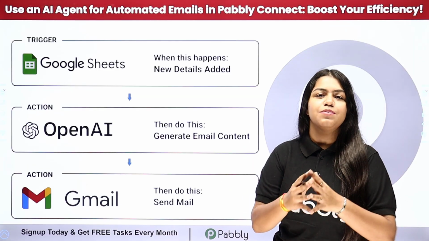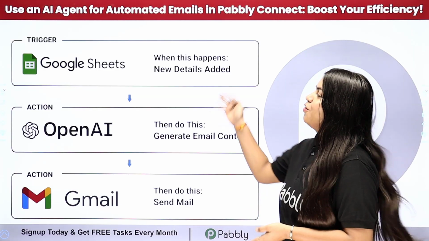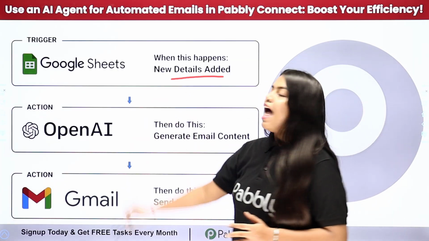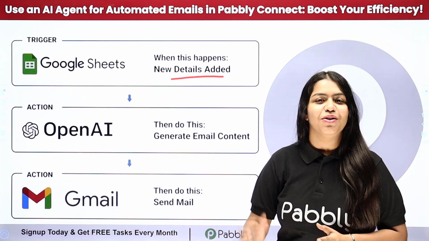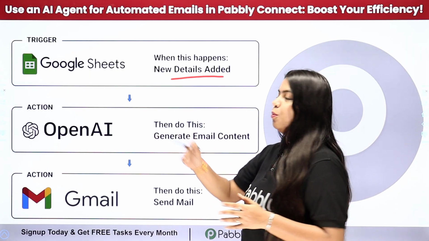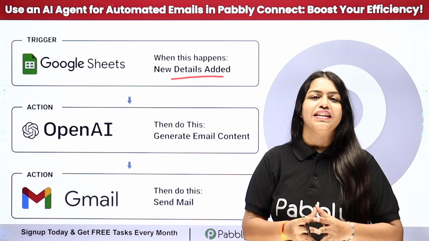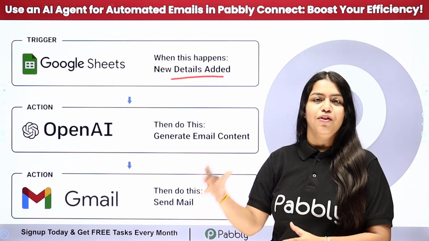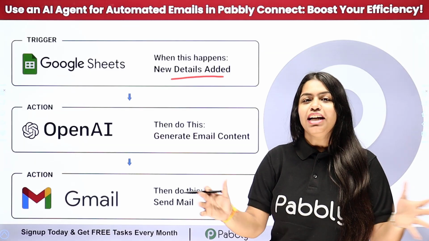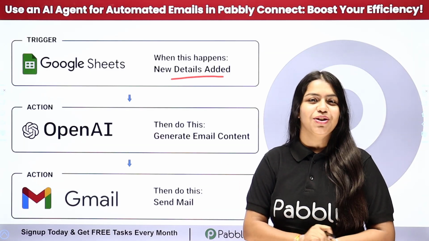So to solve this problem, I've simply created this automation where I add the details of my lead in my Google Sheets, and then my AI agent is going to generate the email content, and over here my AI agent is OpenAI. Further, using the same content generated with the help of my AI agent, I send them emails automatically, that too personalized emails in real time.